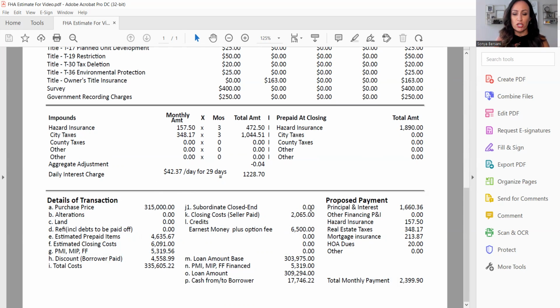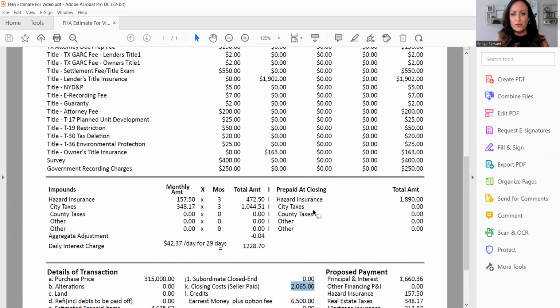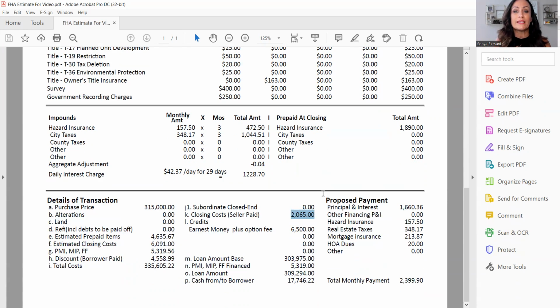So in the middle section here, you could see that we have some seller paid fees. So closing costs, seller paid $2,065. In this scenario, this is actually the seller paying a title policy, which may or may not be the case for you. But in this scenario, it was. So $2,065 is going to be a credit back for this borrower. The borrower also put up $6,500 between option and earnest money. So that $6,500, again, is going to be credited back at closing.